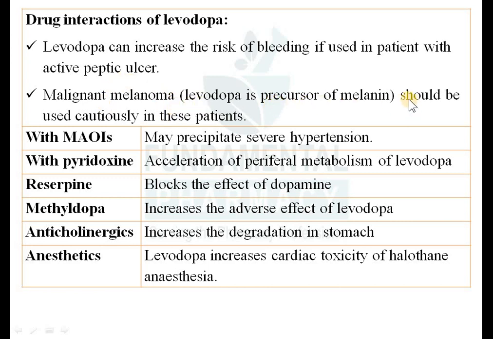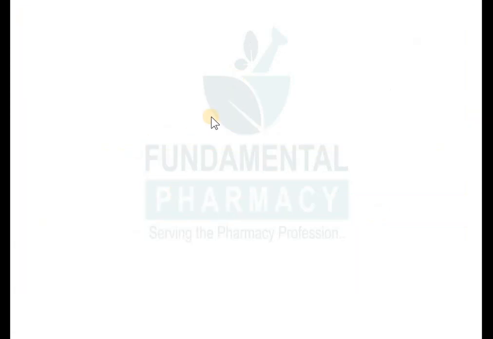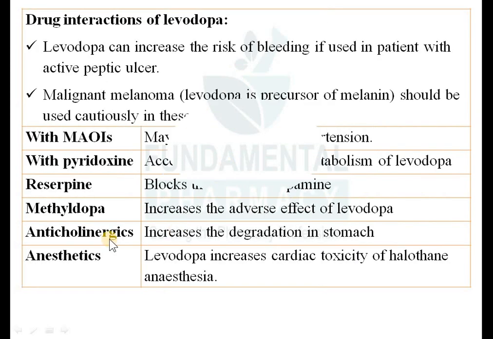Levodopa is a precursor for melanin and it should be used cautiously in the patient with malignant melanoma. मतलब जो आपका मेलेनिन का कैंसर है उसको बोलते हैं malignant melanoma. Okay. Now again this levodopa will interact with MAO inhibitors and it may precipitate severe hypertension. ठीक है, so it may precipitate severe hypertension.